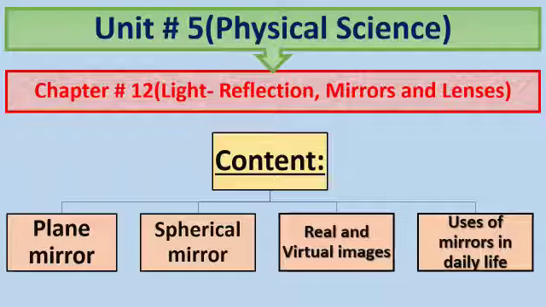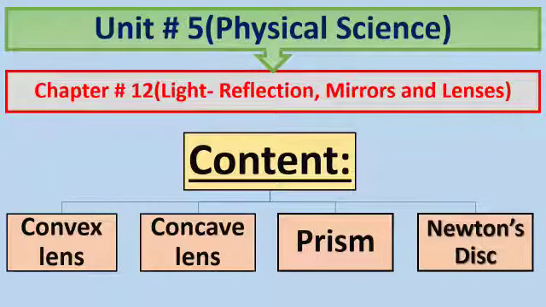In chapter number 12, we have also discussed convex lens and concave lens. Convex lenses are thicker at the center and thinner at the edges, and a convex lens is also called a converging lens. Concave lenses are thinner at the center and thicker at the edges, and a concave lens is also called a diverging lens.